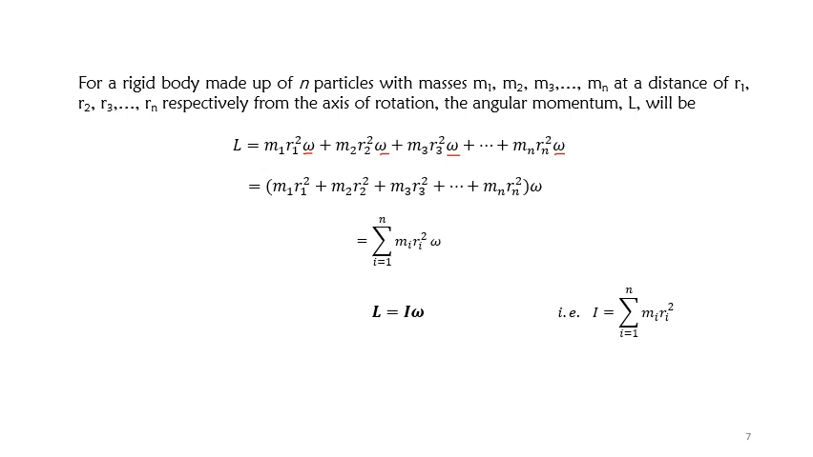Remember, it's a rigid body, so you have m1 r1 squared, m2 r2 squared, m3 r3 squared, and so on and so forth. You factorize the common term there, and you have the expression. So this expression is the same thing as what I have here, and that's our I.